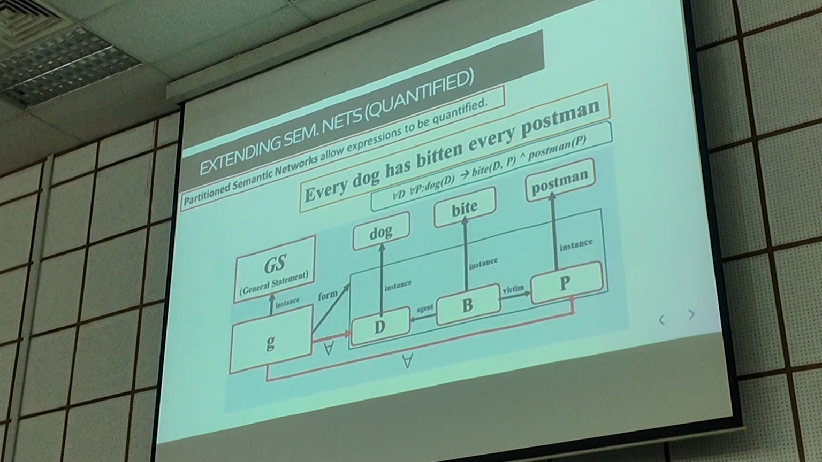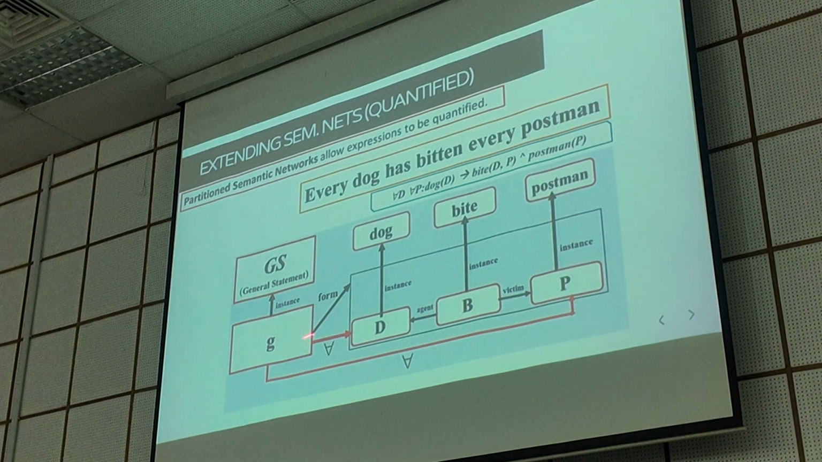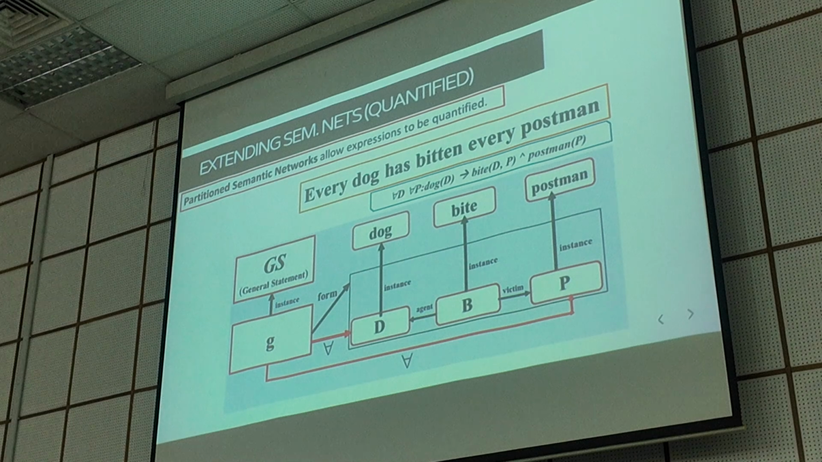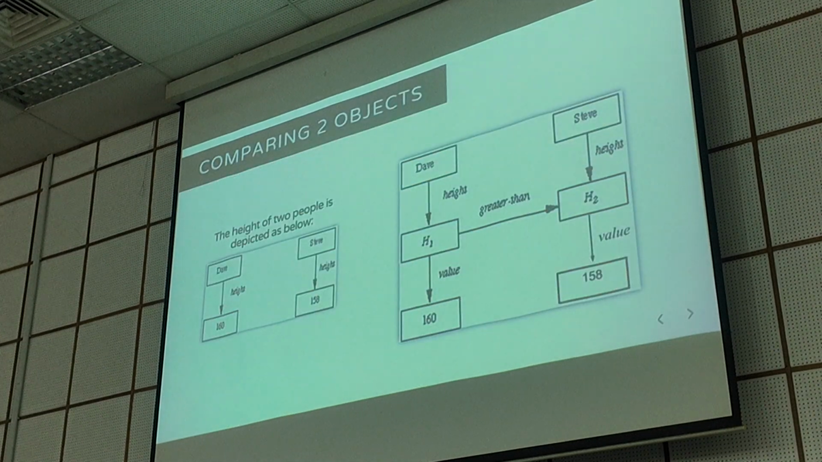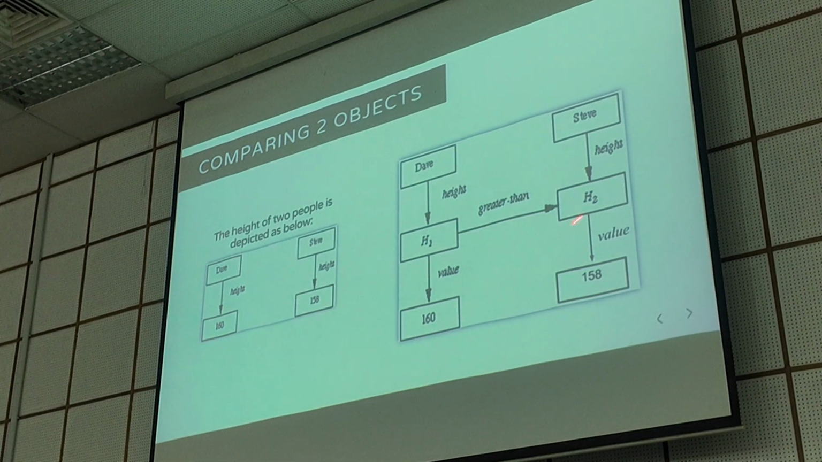Okay, so if you have another sentence, every dog has bitten every postman, just point at another line here, at these symbols, all. So all dogs bite all postmen. Okay, so just to compare two objects here, where we have two different heights, we just want to compare, just put a line and return. It's as simple as that.